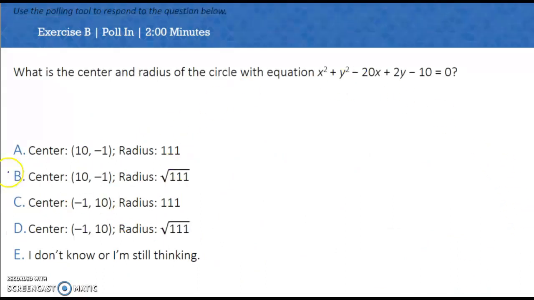So here is one with the center and radius of a circle of the equation x squared plus y squared minus 20x plus 2y minus 10 equals 0. So we want to follow our steps and actually solve this one.